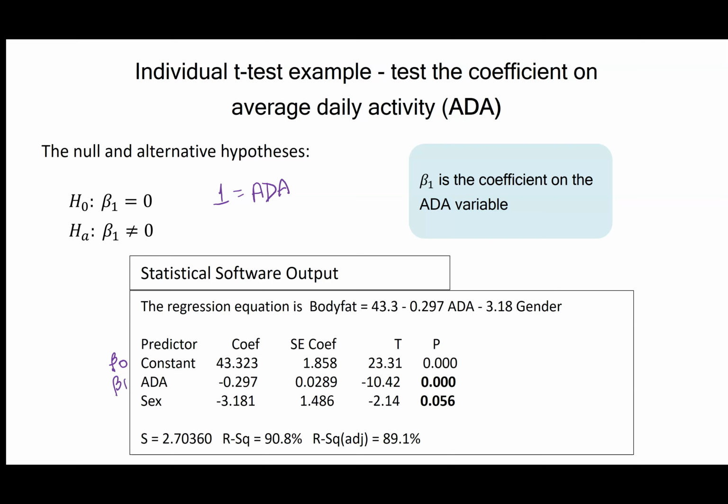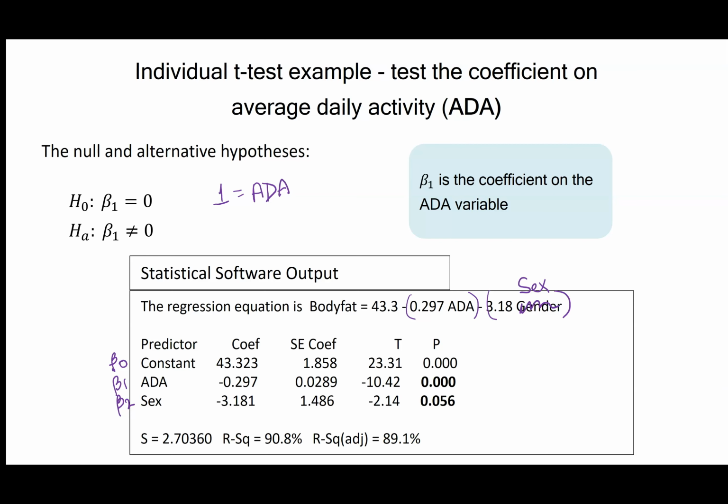Beta 1, beta 2. So beta 1 goes with ADA, and that's just because that's the order in this table. It's pretty much going to go in whatever order the folks put it in the model. So that will be our null and alternative hypothesis.